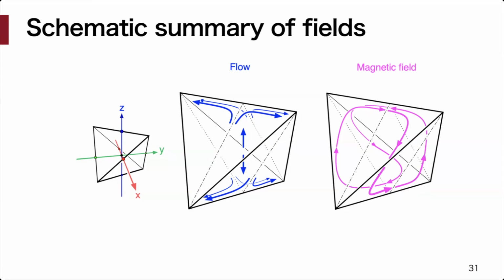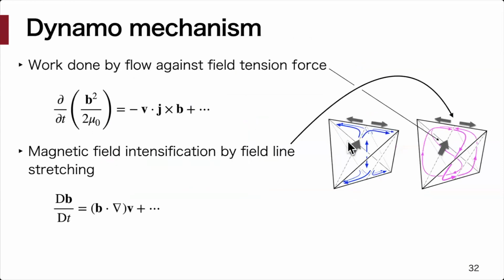And this schematic diagram also explains how the magnetic fields are generated. There's some ascending flow along this midline. And because of this flow, there are 2 opposite flows going away from each other, like this. This ascending flow stretches the magnetic field lines against the field tension force, because the magnetic field always has a tension force like a rubber band. And against the rubber band tension force, the flow does some work. This is how the magnetic field energy is generated.